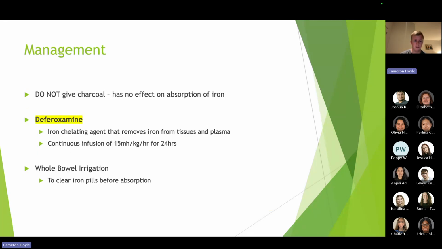Management: charcoal has absolutely no effect at all on iron, so don't bother. The main one to remember is this deferoxamine, which is just a chelating agent. So it binds to the iron, it takes it from the tissue and takes it from the plasma, and it's just excreted. So it's a really, really good drug. You give it as a continuous infusion, that's 50 milligrams per kilogram per hour. You can do a whole bowel irrigation to clear the iron pills before they've been absorbed, but it's not very common. This one is the most important to remember for your exams.